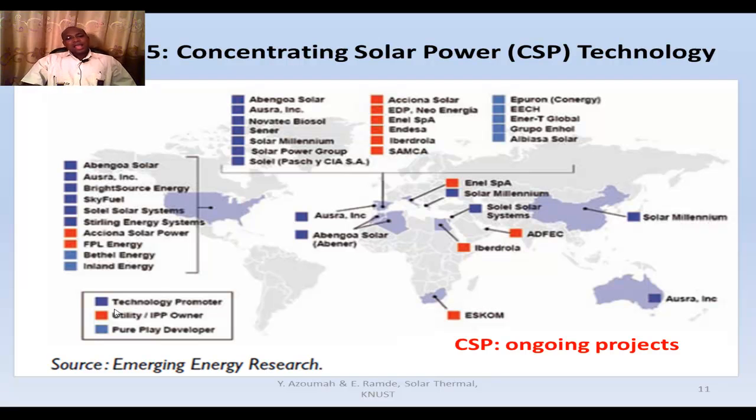And here are the sites where we have CSP ongoing projects. We can see that we have some in the USA, mainly in California. We have some in Spain. Some of them are in North Africa, mainly Algeria, Morocco, and Egypt. And we have some going on in South Africa, and here Saudi Arabia, and Asia, mainly in China and Australia. So you can see that there is nothing going on actually in sub-Saharan countries. So something must be done in this way.